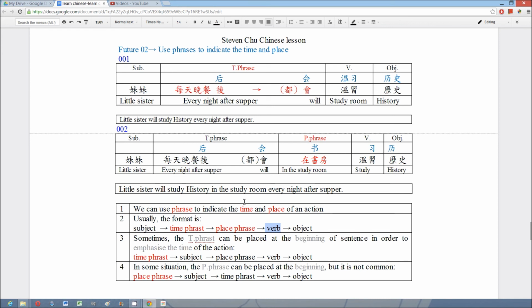In some cases, we can put the time indicator at the beginning of the sentence in order to emphasize the time of an action. And in another case, we can put the place indicator at the beginning of the sentence. Of course, you must change some words and add some more prepositions. And I will tell you how to do it in other lessons.